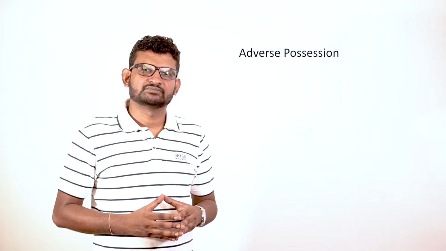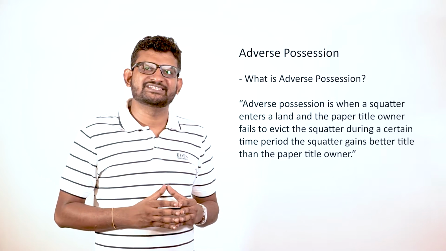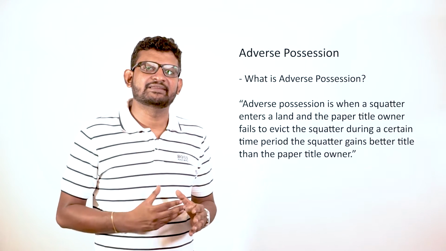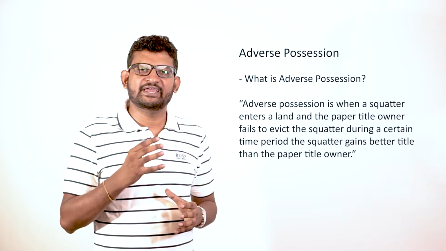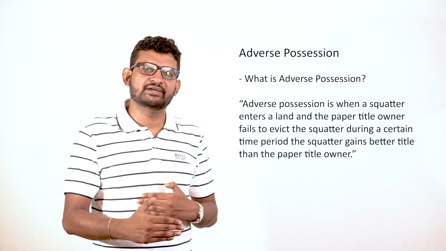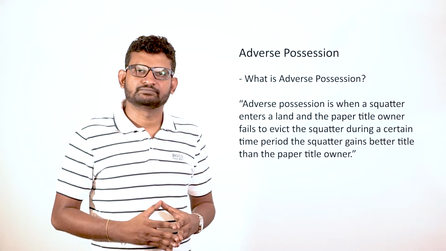Finally, as per your exam areas, these are my proposed areas for exam. Adverse possession. What is adverse possession? Adverse possession is when a squatter enters a land and a paper title owner fails to evict the squatter during a certain time period. The squatter gains better title than the paper title owner.